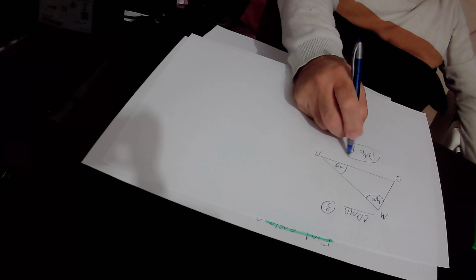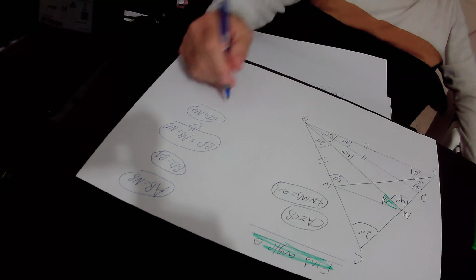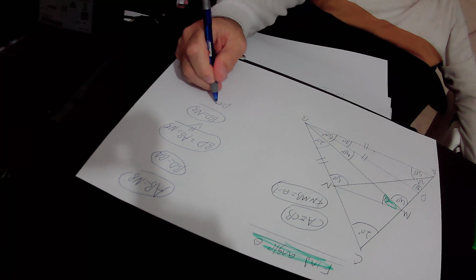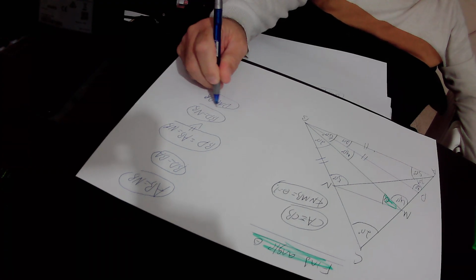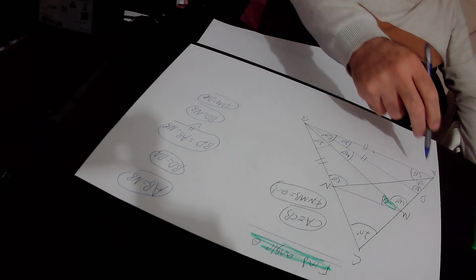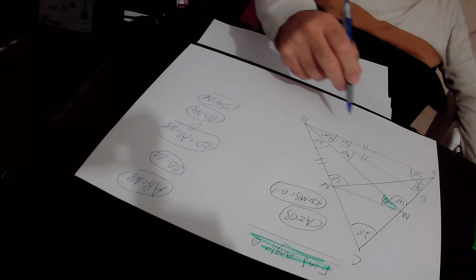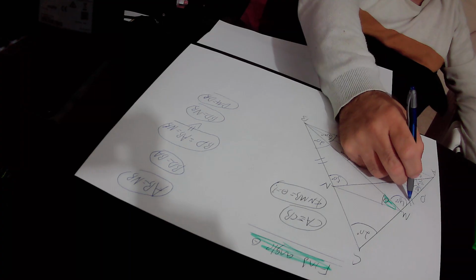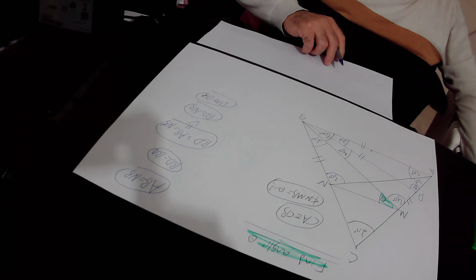So I write it down here. DM equals DB. This is side DM, this is equal to side DB. Okay.